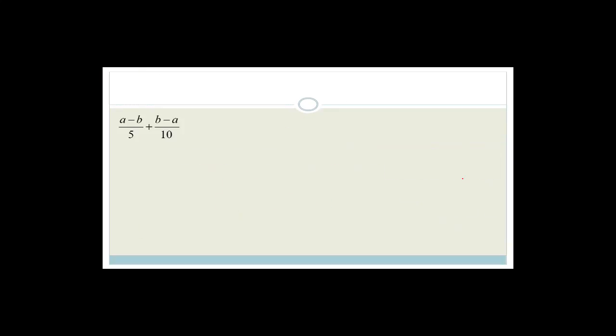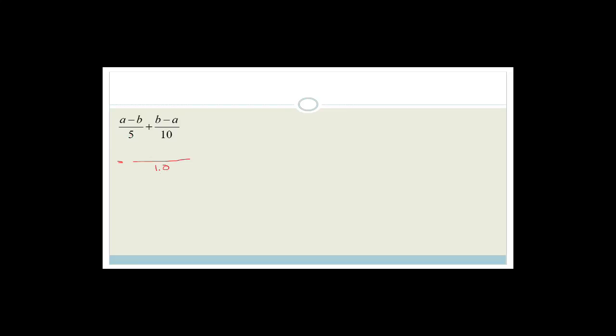So let's get started. They're asking us to simplify this. When you simplify, you're not going to have an equal zero. You're not solving for either A or B. You just want to make this look prettier. Obviously here we need a common denominator because you cannot add these unless they have the same denominator. Both 5 and 10 can go into 10, so I am going to put a common denominator of 10.